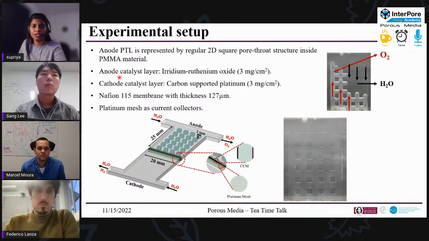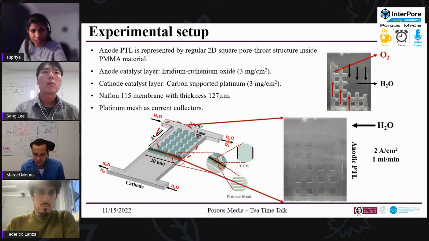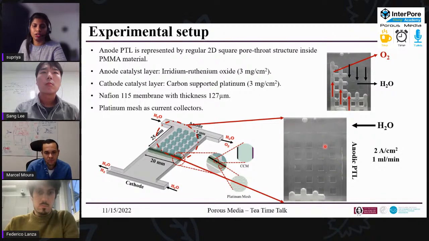Here we use iridium ruthenium oxide as the anode catalyst, and for the cathode catalyst, we have carbon supported platinum. As I mentioned in my first slide, since the complexity is on the anode, we have a structure on the anode, whereas on the cathode side, we don't concentrate much. So here we have the anode represented, showing how it looks in real.